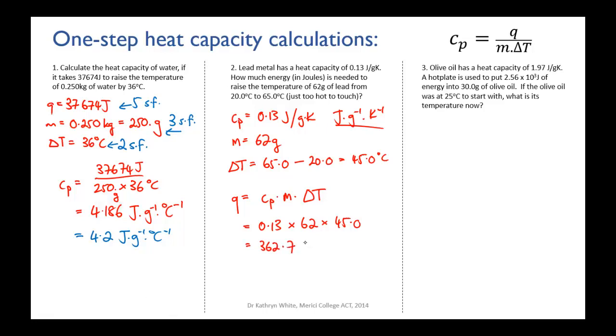And if you put that into your calculator, you should end up with 362.7 joules. We check our sig figs again. We find that our lowest number of sig figs is both the heat capacity and the mass at 2, and so our final answer rounds off to 360 joules.